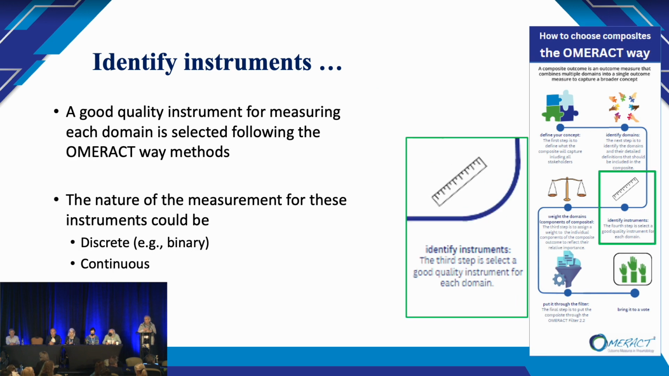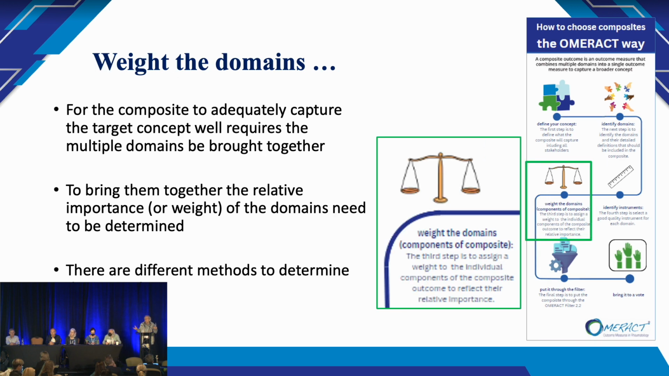The third step is to measure it. We like to get an instrument that will do a quality job on measuring that domain, and again, we could follow the OMERACT way to do that. These instruments could be of various types. They could give you a discrete outcome, a binary if you wish, or a continuous outcome.